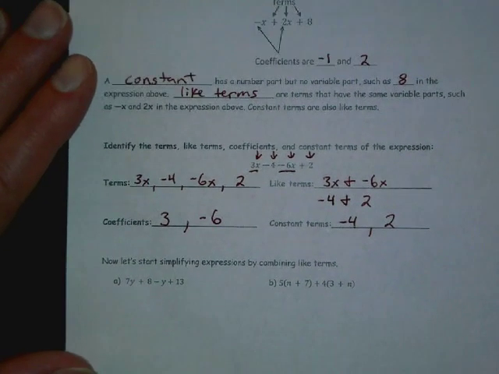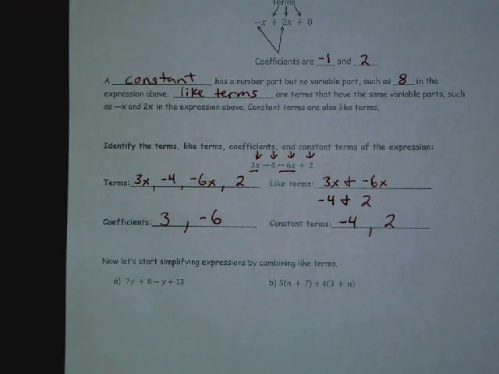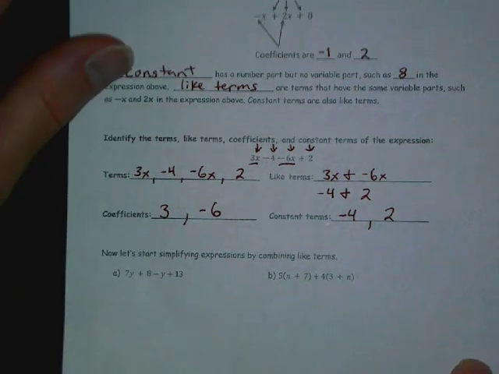Okay, so that's how you would identify different parts of an expression. Main thing is not so much being able to separate them and write them out like that, but being able to identify them. If someone said, how many terms are in this? Being able to count up the number of terms. Which ones are like terms? That's what we're going to be combining next.